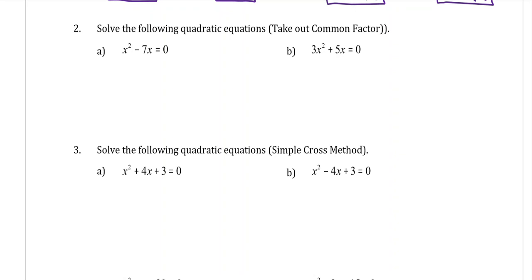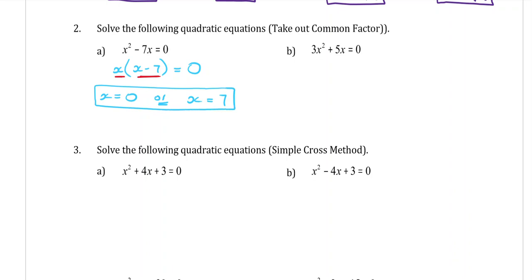This time we're going to take out a common factor for our factorising technique. So x is the common factor, and that will leave x, take away 7 inside the brackets, equal to 0. So null factor says either x equals 0 or x minus 7 equals 0. So x equals 0 is the first solution, or x minus 7, if you move the 7 across the other side, it would be x is equal to a positive 7 for the second solution.